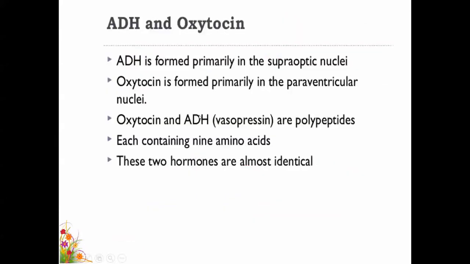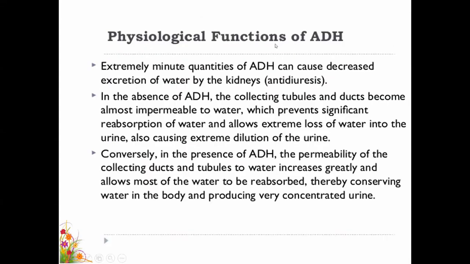So oxytocin and ADH are polypeptides. Each consists of 9 amino acids, and these two hormones are almost identical. Here we can study the physiological function of ADH, antidiuretic hormone. It can decrease the excretion of water by the kidneys. They are decreasing the release or excretion of water by the kidneys.